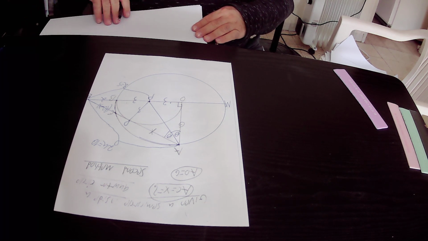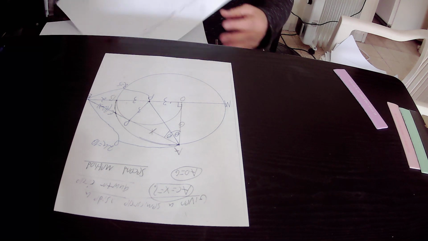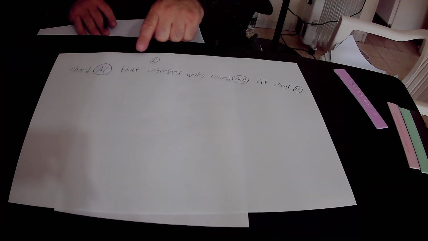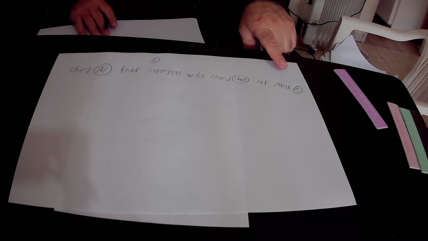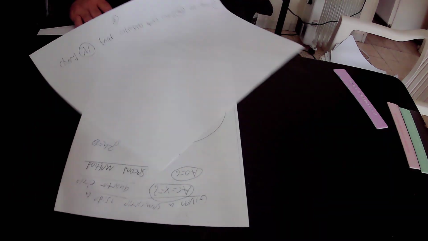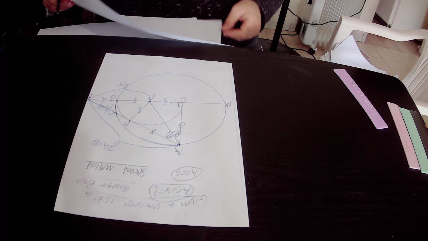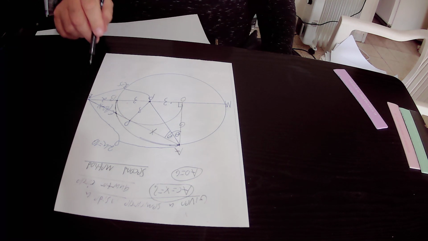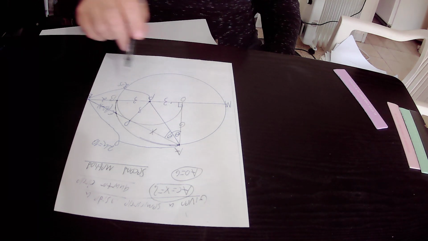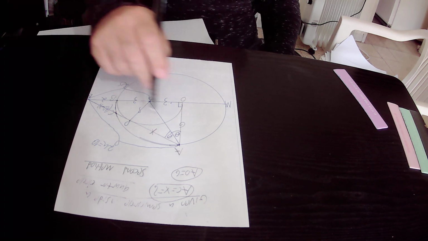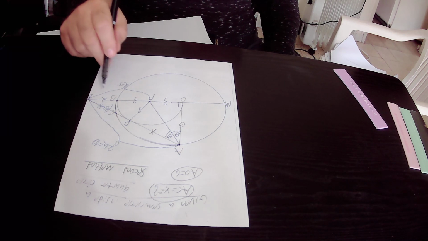I repeat again, here in our specific drawing we have chord AC that intersects with chord MB at point E. Point E is the intersection point of chord AC with chord MB. Therefore, according to rule number 3, we will get that EC times EA equals EB times EM.